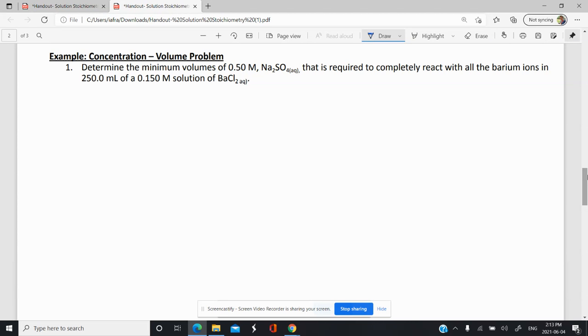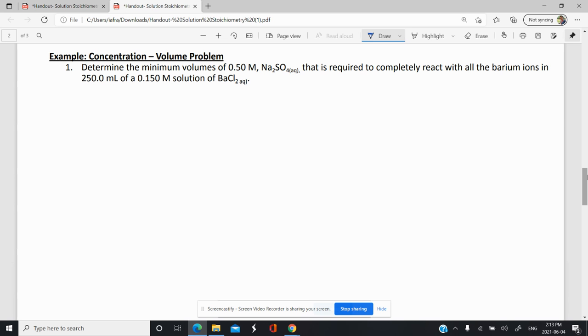All right. So determine the minimum volume of 0.50 molar Na2SO4 that is required to completely react with all the barium ions in 250 mL of 0.150 molar solution of BaCl2. So this seems a bit complex at first.